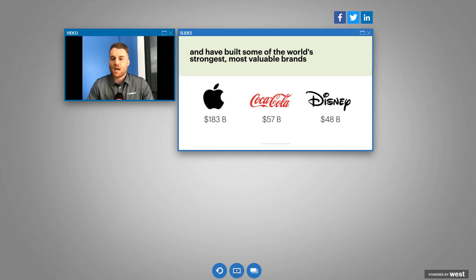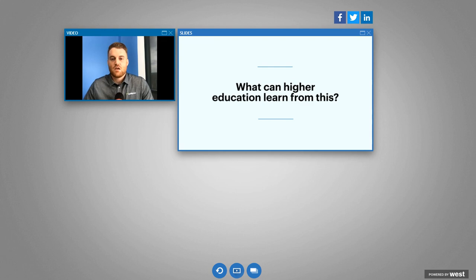Not only that, but these are also some of the companies who have built some of the world's strongest, most valuable brands. Did you know that last year, Apple's brand was estimated to be worth $183 billion, billion with a B. That has nothing to do with their company or their IP or any other assets. That's just the estimated value of the brand that they have built. It's astounding. So it begs this question of, well, what can higher education learn from this?